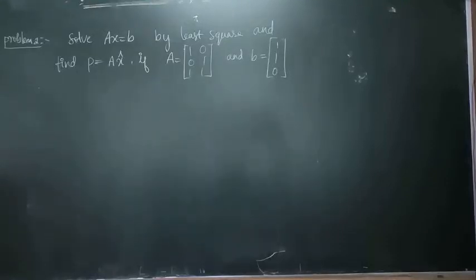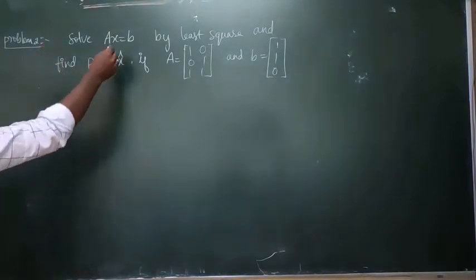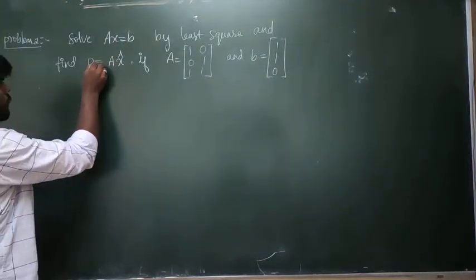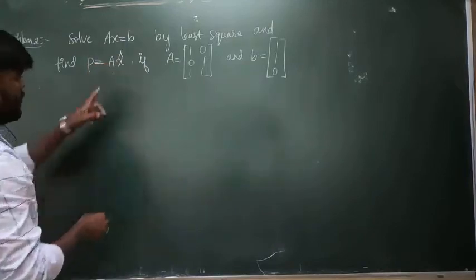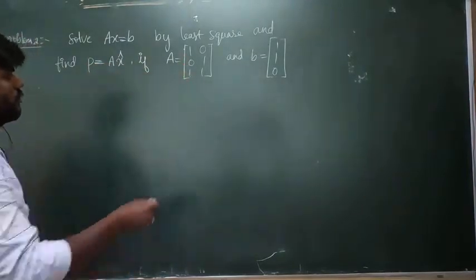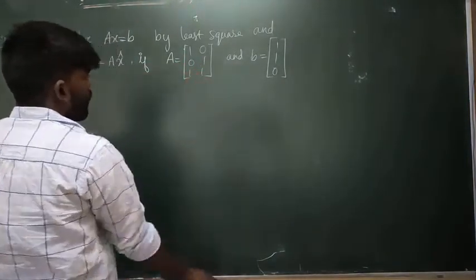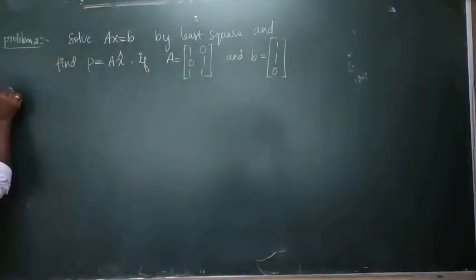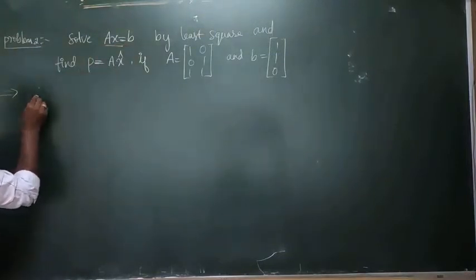So now today we will solve another problem. The problem is: solve Ax = b by the least squares method and find p = A x̂, the projection, if A is the matrix [1 0; 0 1; 1 1] and b is as given. Okay, the solution: let's take Ax = b.